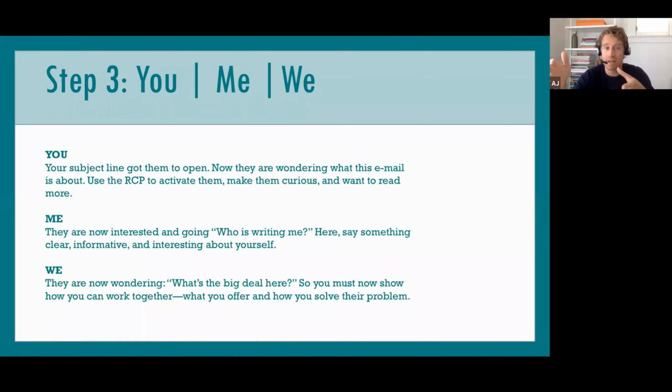So your subject line has gotten them to open. Now they're wondering what this email is about. This is where you're going to go deeper into the rich connection point, make them more curious and want them to continue to read more. So you're going to talk about them and the rich connection point. Then you're going to talk about you in the next paragraph.